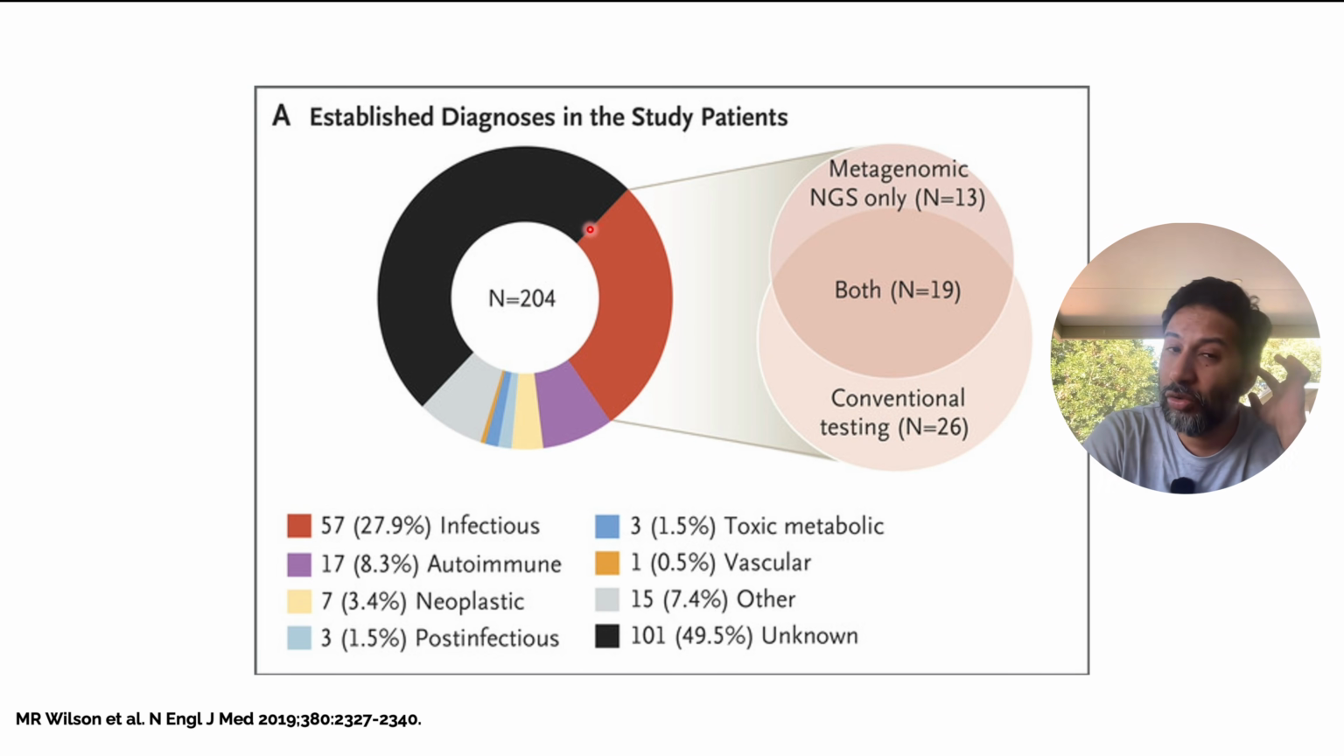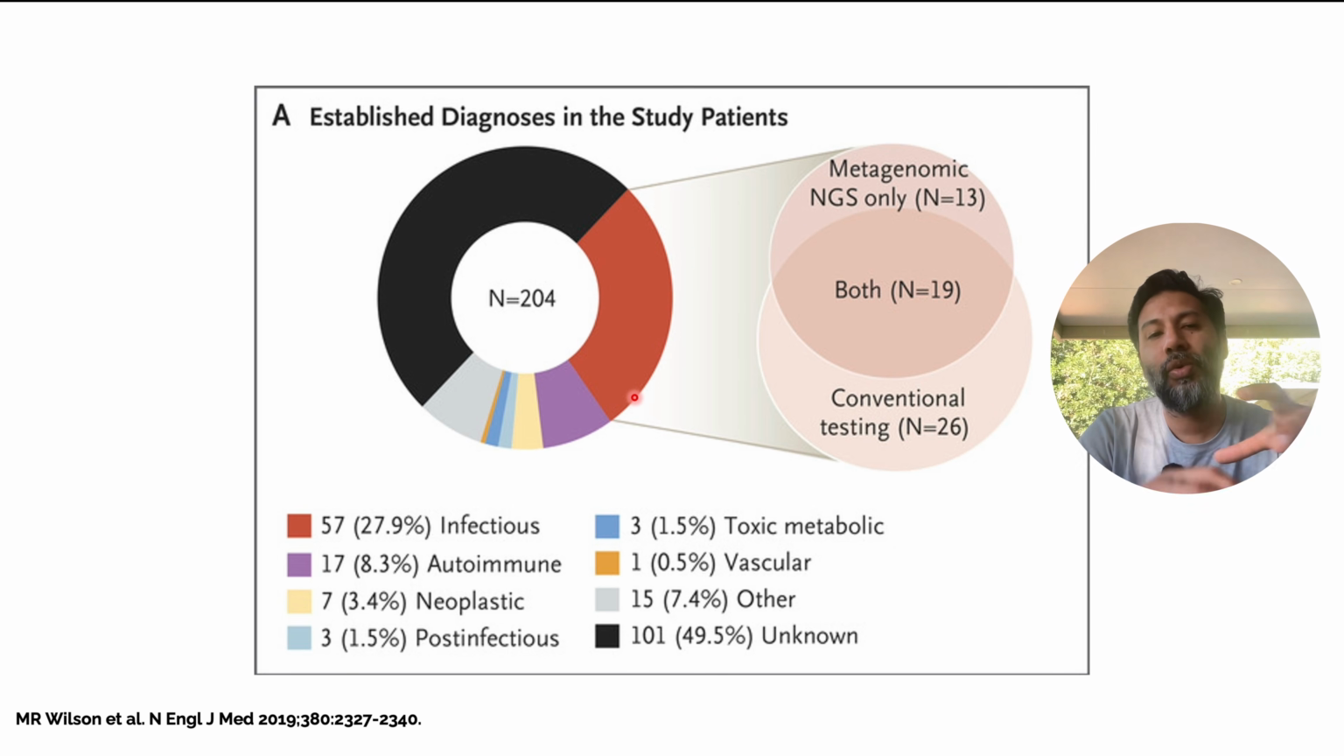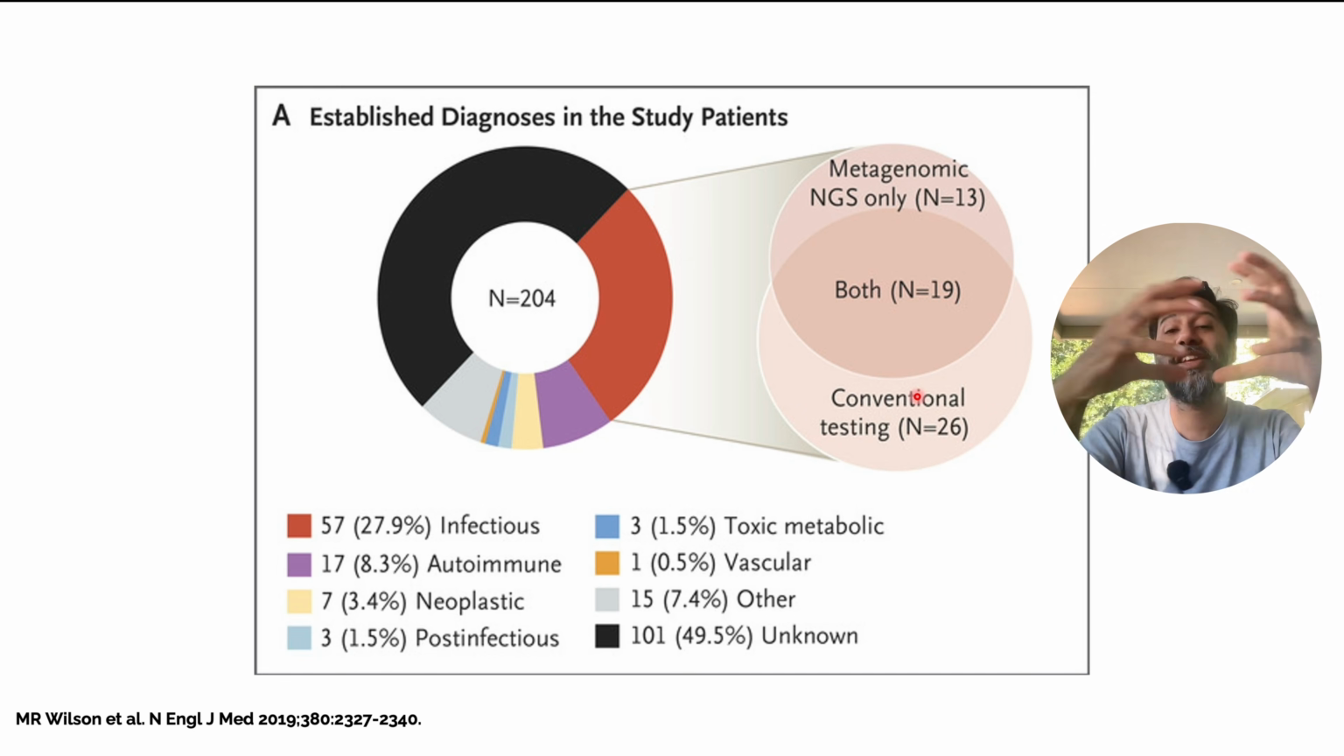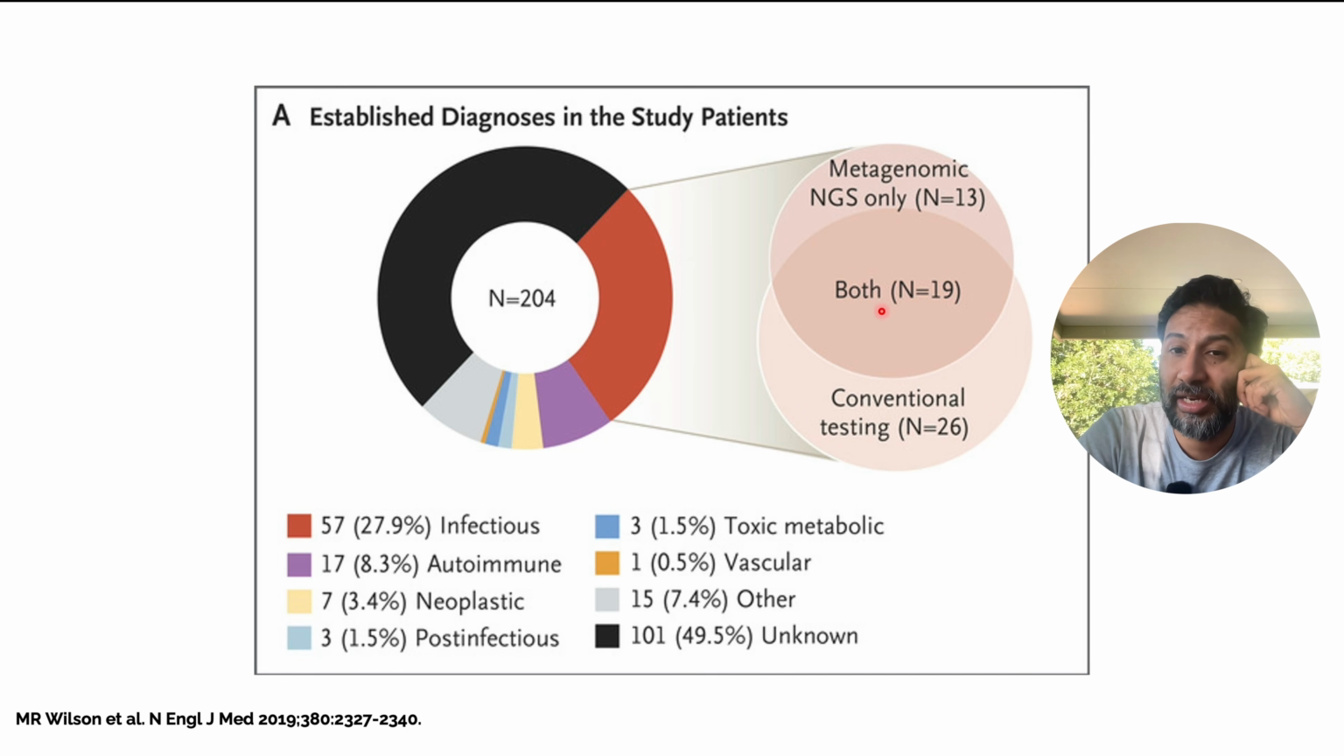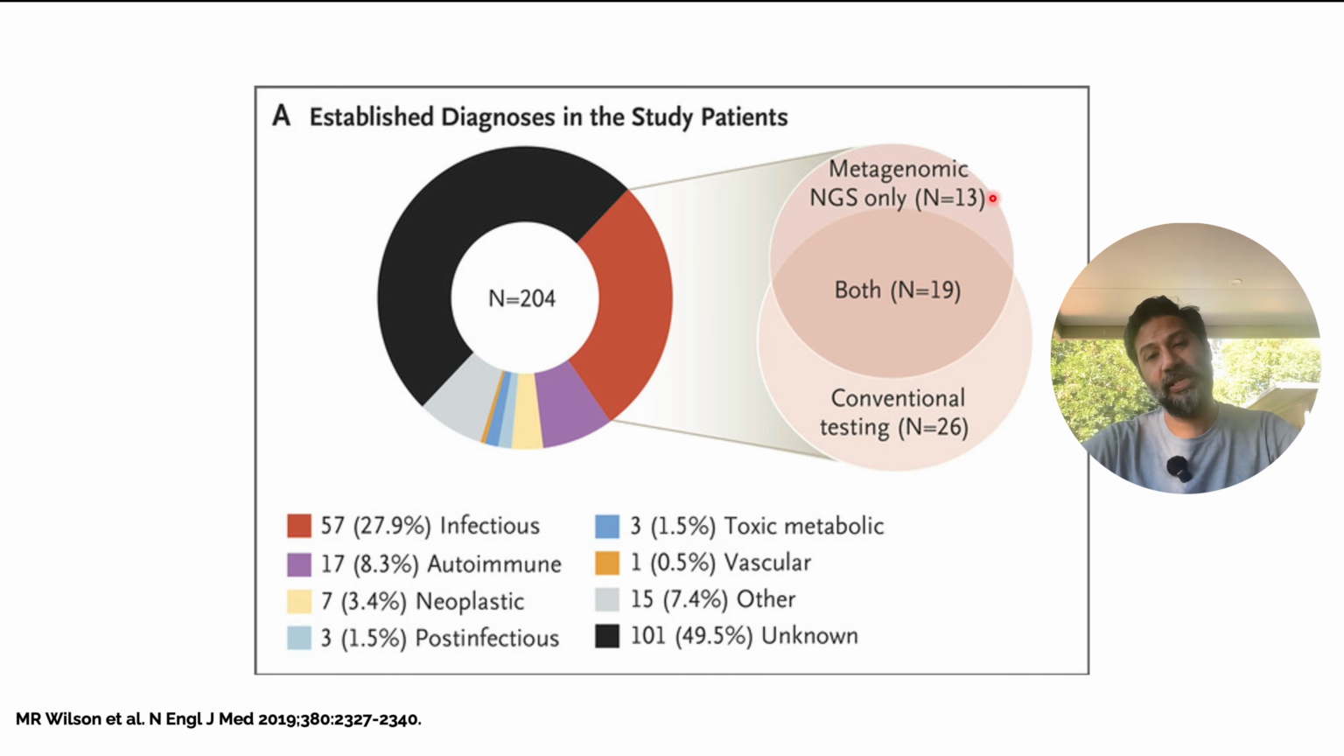So 204 patients were enrolled, and you can see 50% were unknown at the end of the day. And out of that, only 27% or 28% were infectious. Out of that cohort, conventional testing, so we're talking about PCR, serology, cultures, picked up 26 cases. Metagenomics and conventional testing as a Venn diagram. Metagenomics also picked up 19 cases that conventional testing picked up, but it picked up an additional 13 cases.